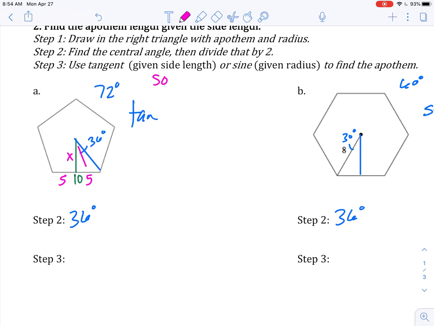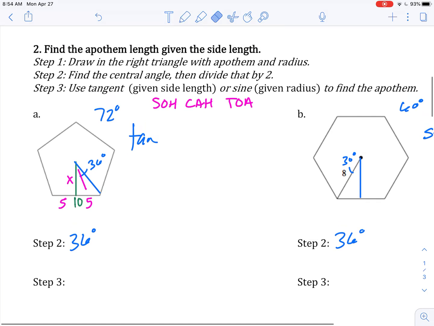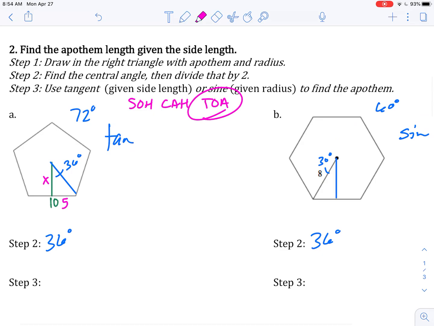And then after we found that central angle and divided by 2, we're going to use the tangent here and sine here. And the reason why is I've got, this is 5, this is 5. I have my opposite side, and I want the adjacent. So in number 2a, I have the opposite, and I want the adjacent. So opposite and adjacent gives me tangent.